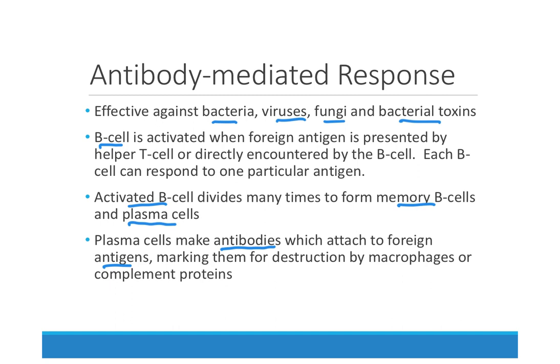And what it does, basically, the antibodies clump up the cells and mark them for destruction by the macrophages or the other chemicals that are part of the immune response. So the antibodies don't destroy the pathogen cells directly, but they make it easier for the other parts of your immune system to find these pathogens and destroy them.